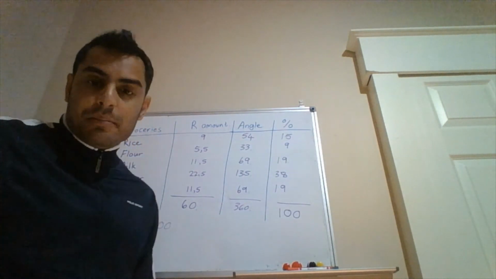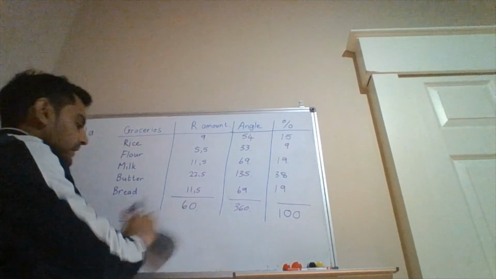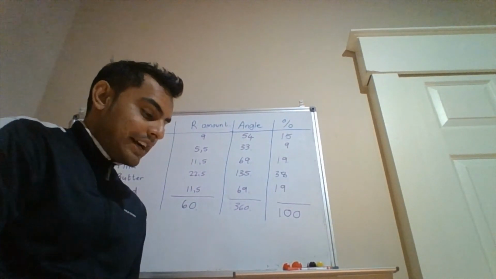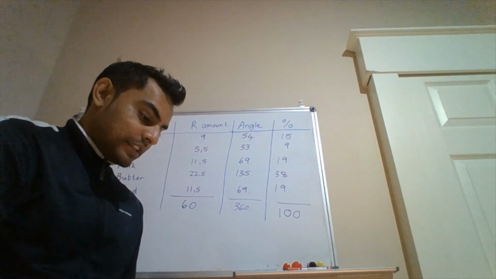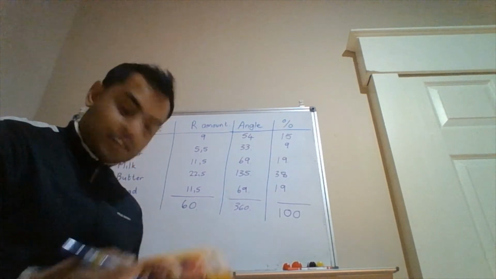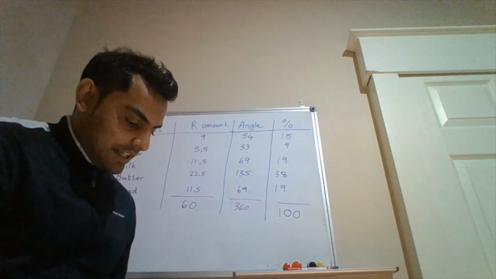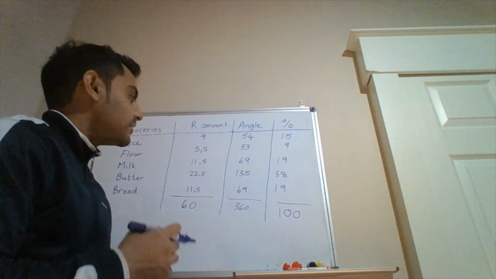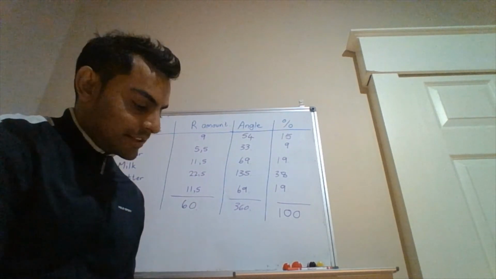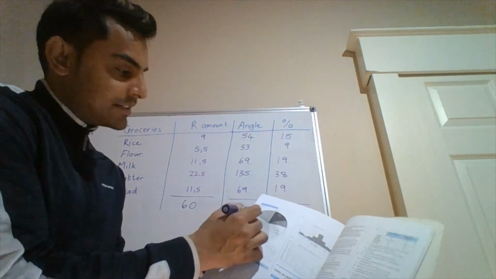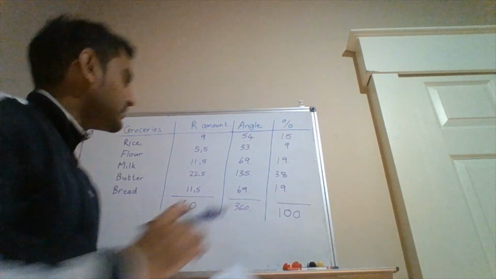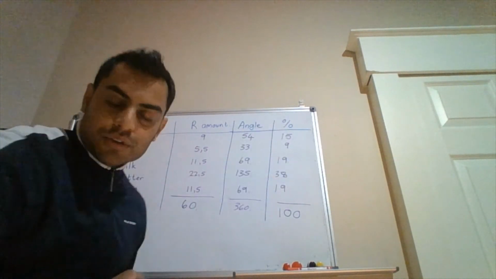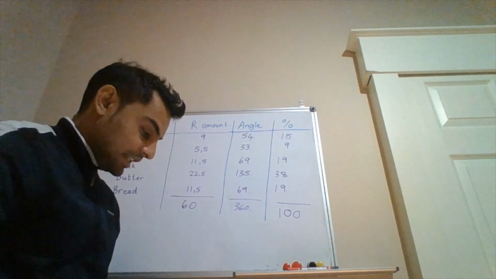Now, for the actual plotting of the pie chart, I'm not going to do it here because I don't have a protractor, and the diagram is given in the back of the textbook, the answer. It's on page 360, and you can see how they've drawn it here. So what you can do is just double check using your protractor, check that the sizes of the angles for each segment match the angles over here, and that the percentages also match for each commodity.